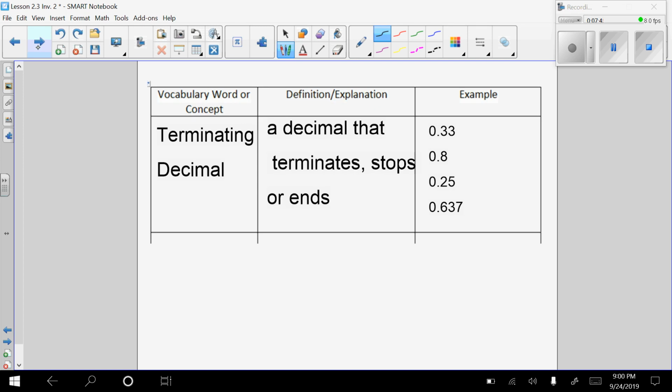Terminating decimals, when I hear the word terminating, that means it stops. And you can see some examples here. 33 hundredths, 8/10ths, 25 hundredths, 637 thousandths. We have been seeing some terminating decimals and non-terminating decimals before, but if they stop, they are terminating.